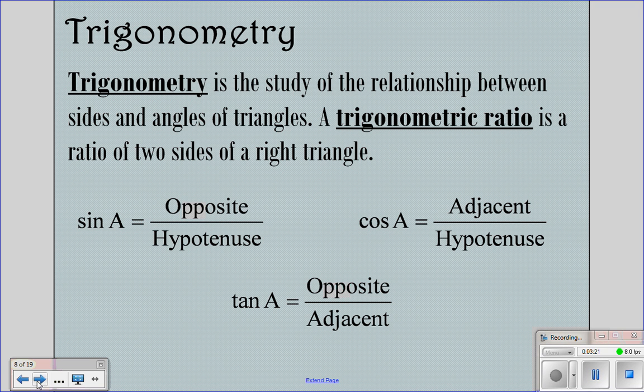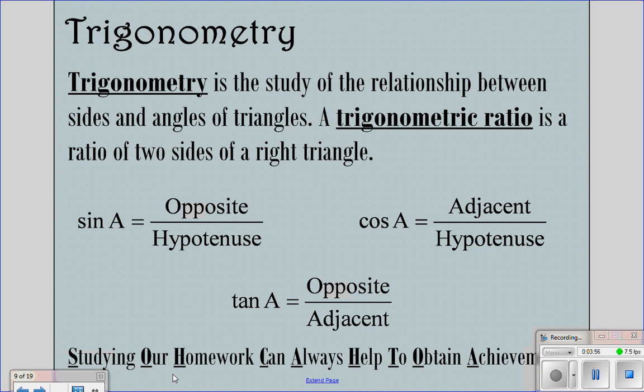You will have to memorize those three if you didn't remember them from last year. Some of y'all may actually still have them memorized from last year. That's great if you do. If not, you will have to memorize them. These will definitely show up throughout the year. They will be on the EOC, and we'll use them very frequently next year in pre-calc and in calculus. You definitely need to learn opposite over hypotenuse is sine, adjacent over hypotenuse is cosine, and opposite over adjacent is tangent.